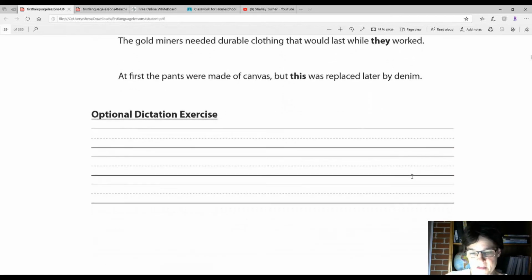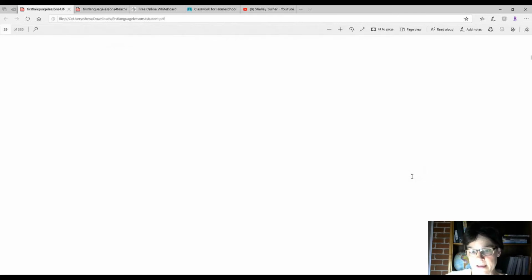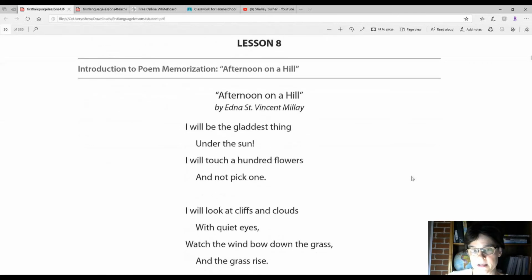Okay, so we should be finished with lesson 7. So we're going to move on to lesson 8. Now I'm not sure if this happens every week or every few lessons or what, but there comes a time where there's a lot of poetry in this, which I love poetry.